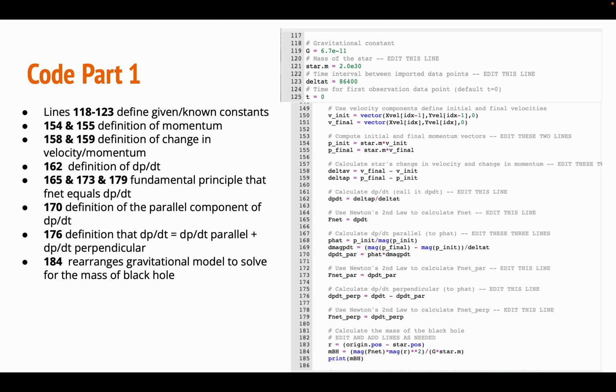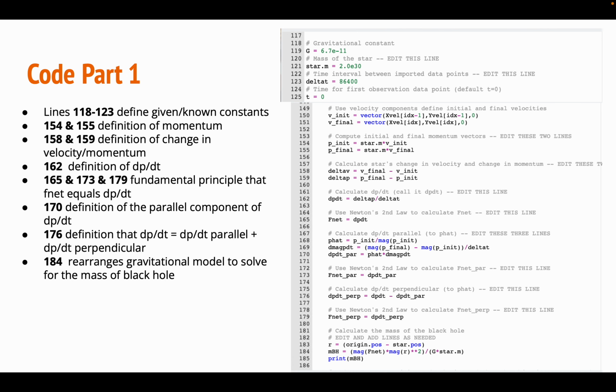From the code, the first several lines start with just given constants, like the gravitational constant, mass of the star. Those are all given to us. And then we use the very basic definitions of momentum and definition of change in really anything, with final minus initial being that. And the definition of dp over dt, which is change in momentum over change in time. Then we get into Newton's second law, where F net equals dp over dt. And this stays true where F net in the parallel component stays equal to dp over dt parallel component, and same for perpendicular.